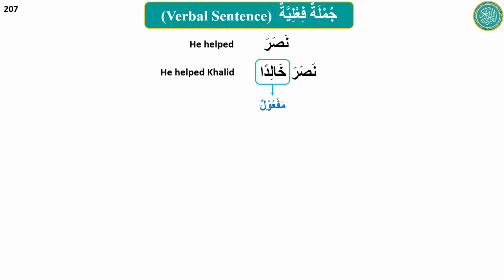So we have learned three terminologies or three components of a jumla fi'liya: fail, fa'il, and maf'ul. Fail, fa'il is the doer, and maf'ul is the receiver of the action. There are other reasons to be called maf'ul as well, but this is the simple definition at this time. So the maf'ul is always mansub. It is in nasab status.